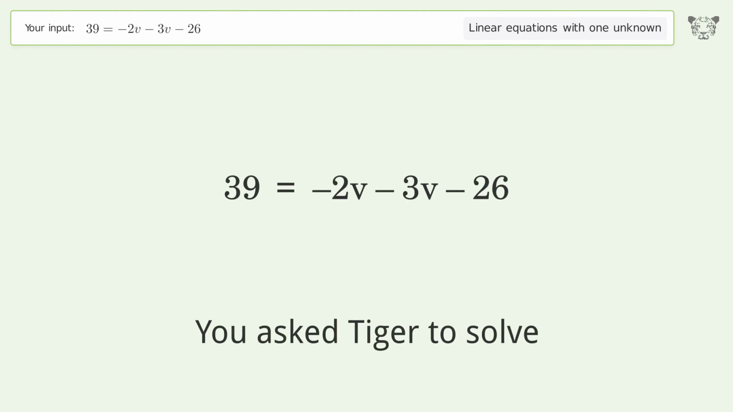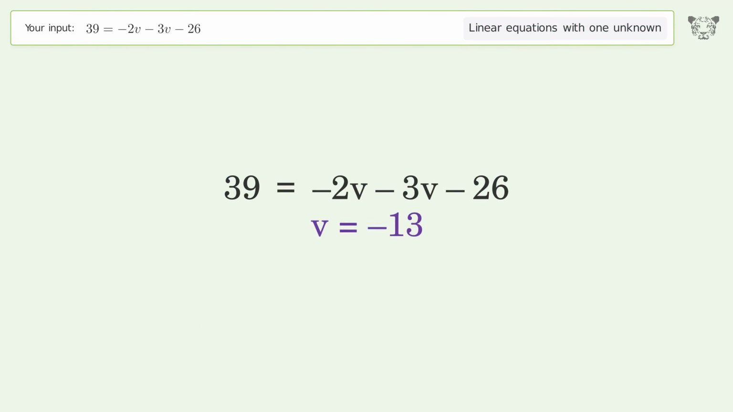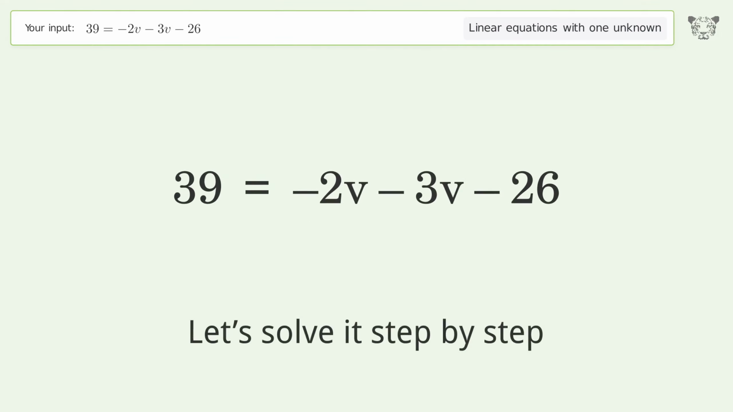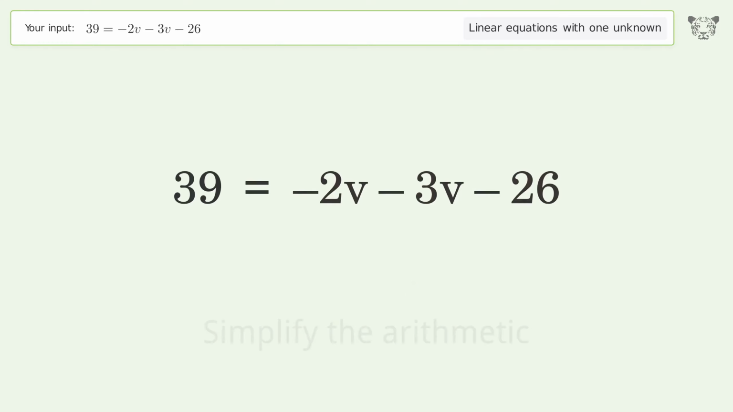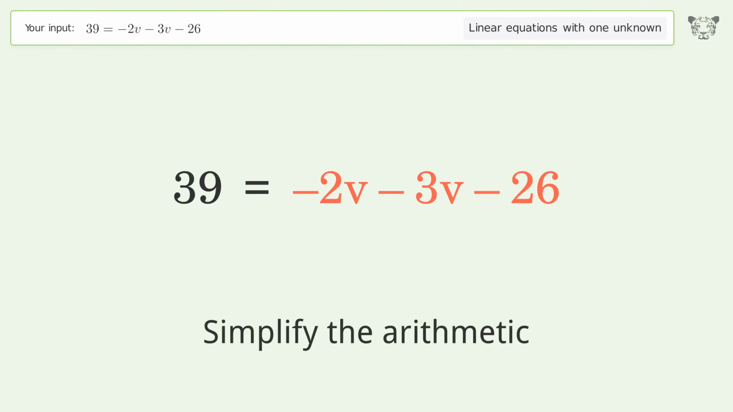You asked Tiger to solve this. This deals with linear equations with one unknown. The final result is v equals -13. Let's solve it step by step. Simplify the expression. Simplify the arithmetic.